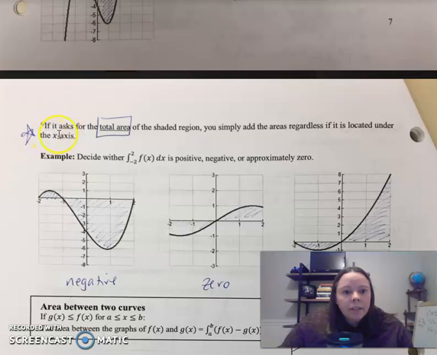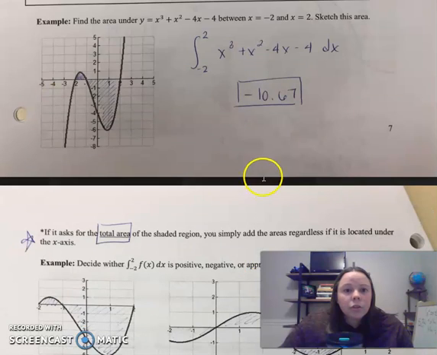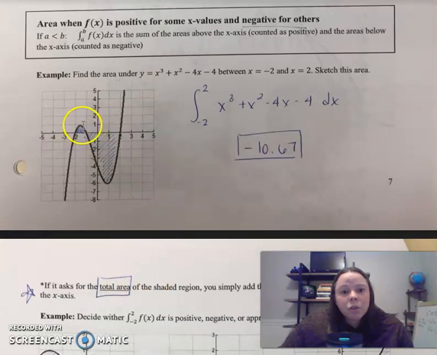All right. If it asks for the total area of the shaded region, you simply add the areas regardless of whether it's located under or over the x-axis. So if it had asked me for the total area, I would have counted both of these as positive. So you would have to break it up. You'd have to do the definite integral from -2 to -1, get that area, and then do the definite integral from -1 to 2 to figure out what this area is, so you can turn it positive and add the two together. Okay?